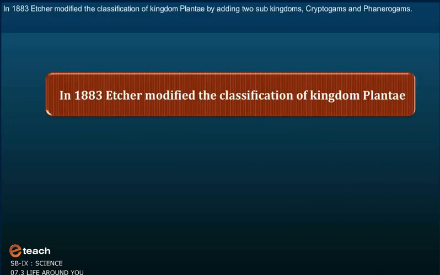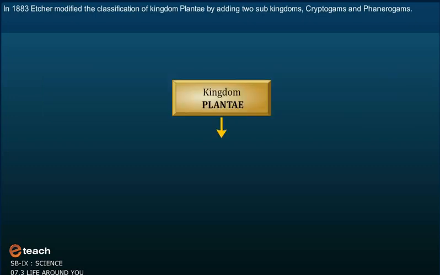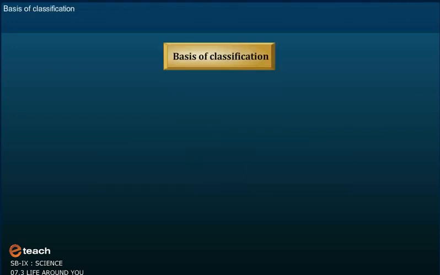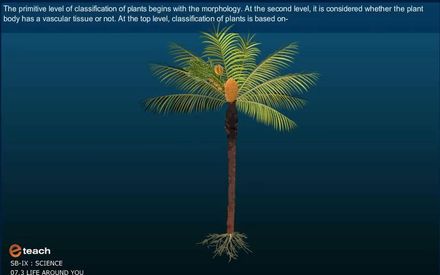In 1883, Eichler modified the classification of Kingdom Plantae by adding two subkingdoms, cryptogams and phanerogams. Basis of classification. The primitive level of classification of plants begins from the morphology. At the second level, it is considered whether the plant body has a vascular tissue or not.